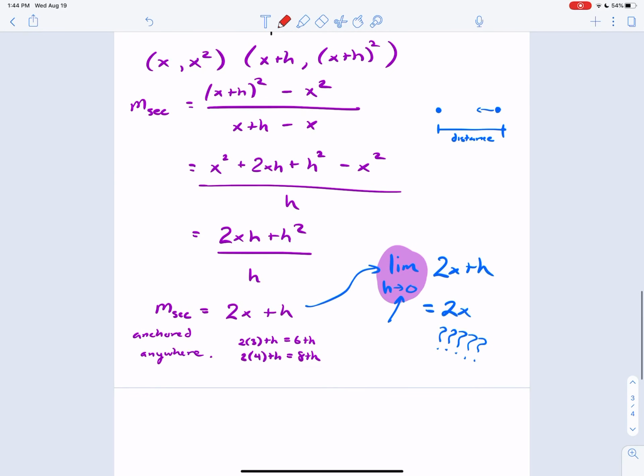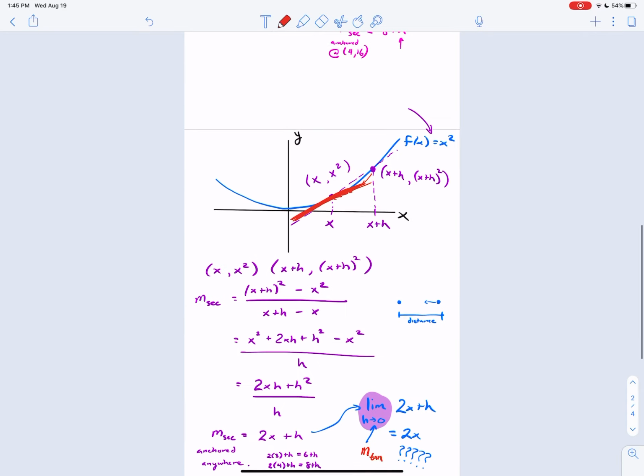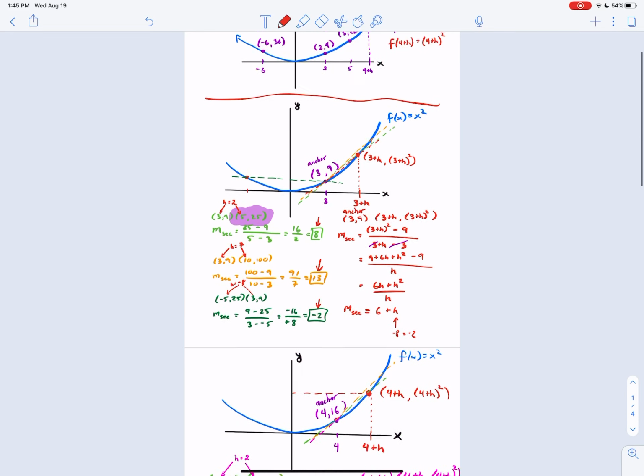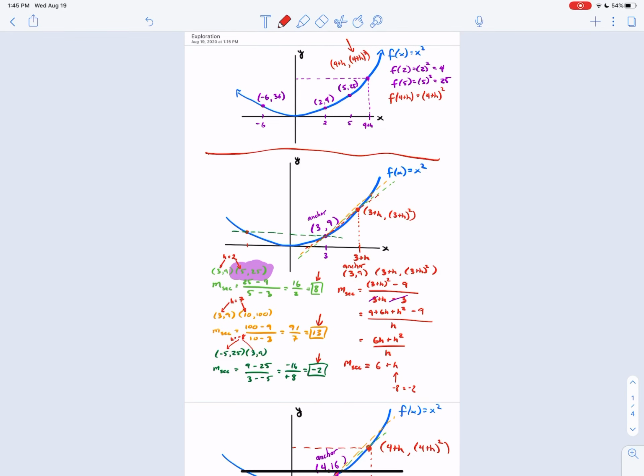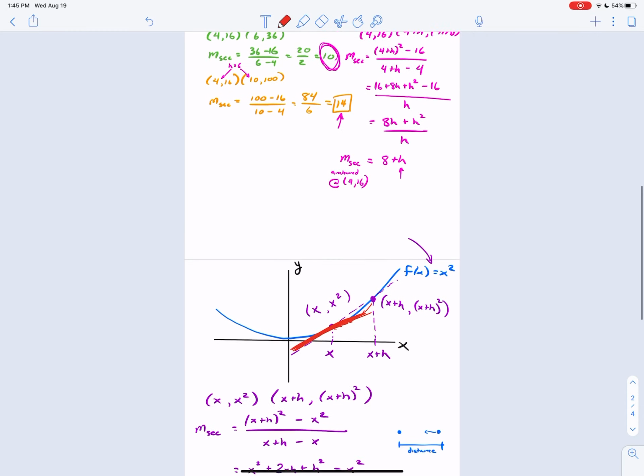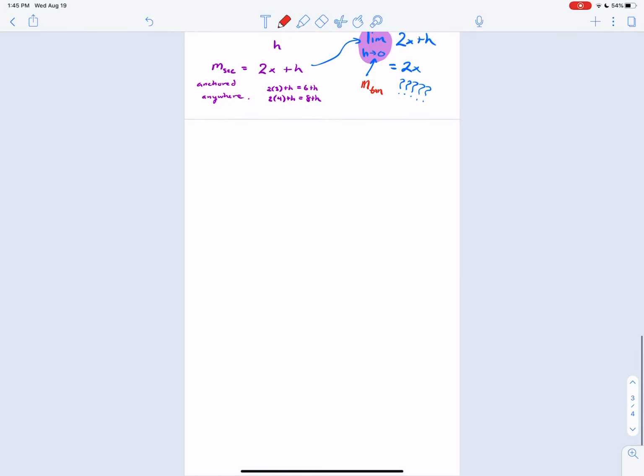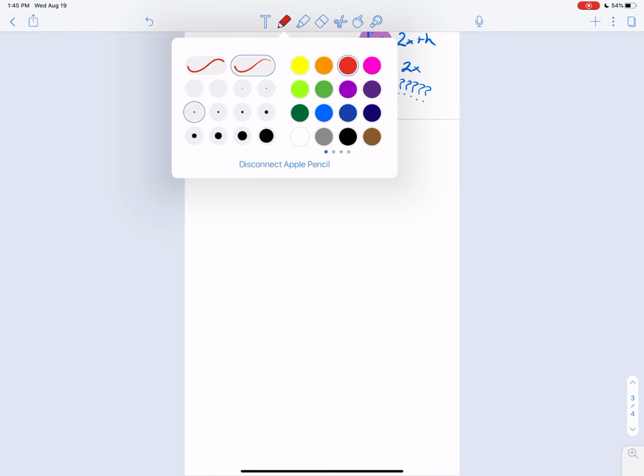So we were able to find the slope of the tangent line here, m sub tan, generally anywhere. We'll come back to that in a second. But here's the thing. Does this always work? Because all we've dealt with was this x squared function. Does this work with any other function? So here we go. Let's run this one more time.